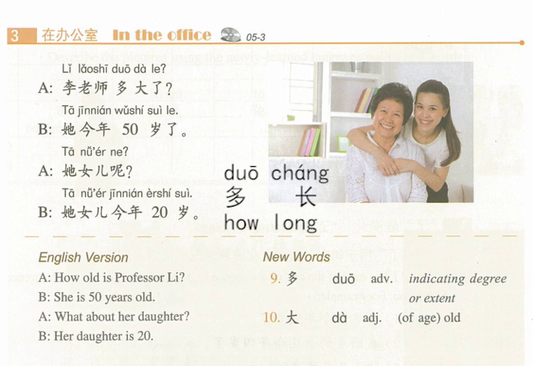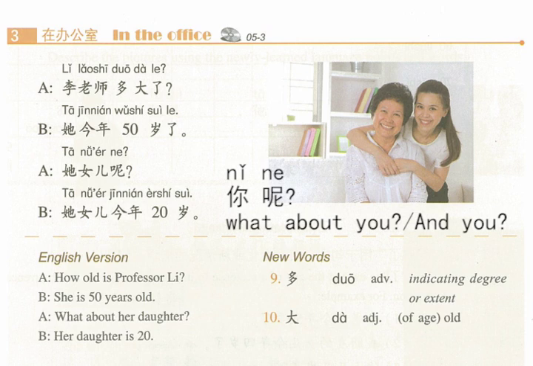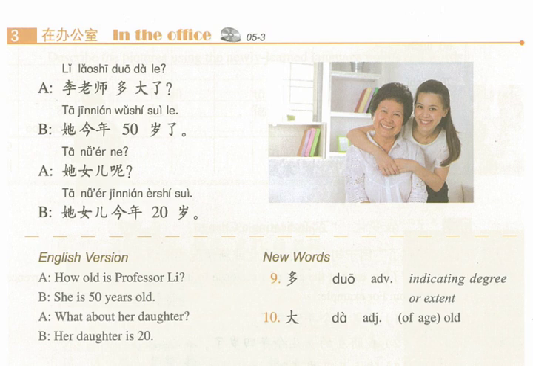Second sentence, 他今年五十岁了. 他 means she, 今年, this year. Do you still remember how to say today? That is 今天, because 天 means a day. 五十, that's number 50. 岁, years old.